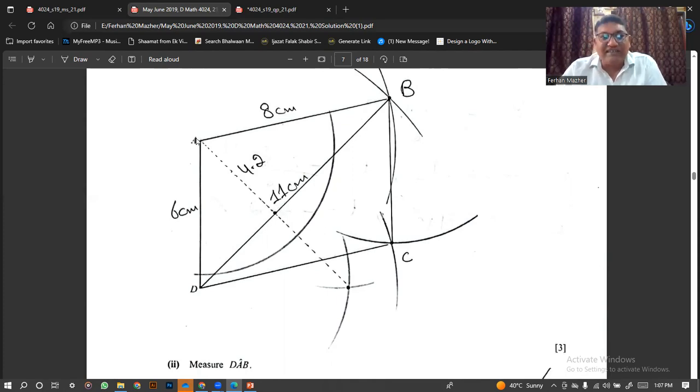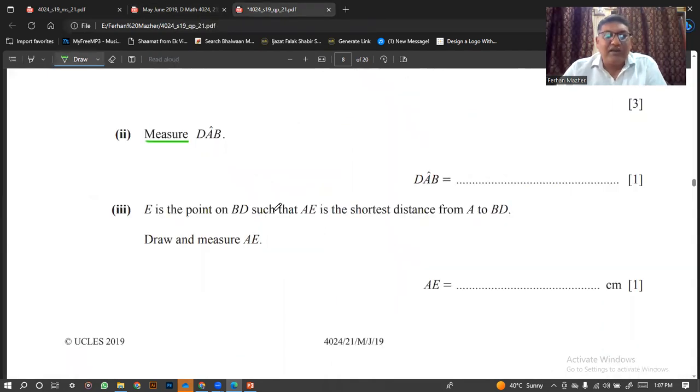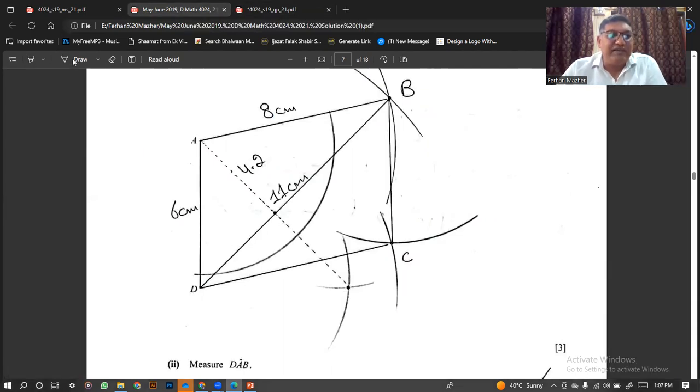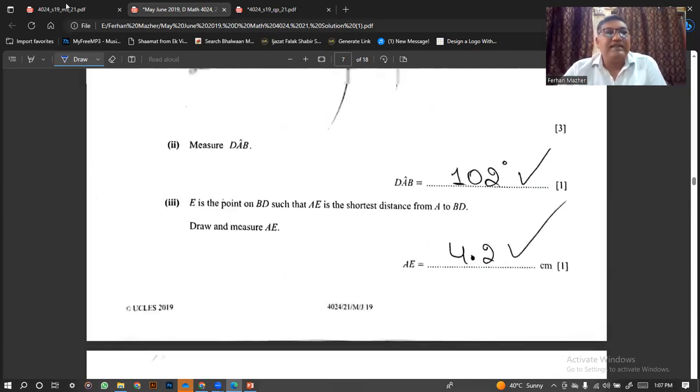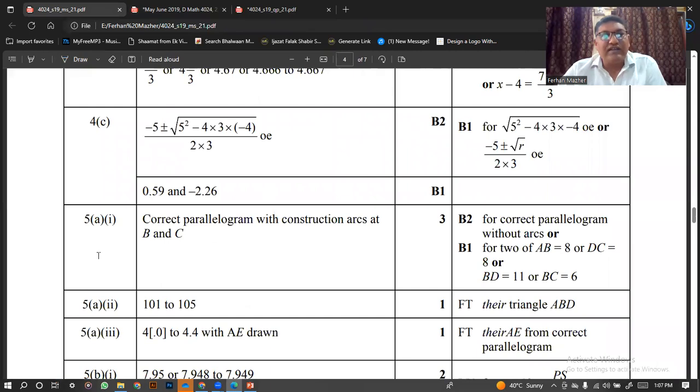So check how much is the distance from A to this line. The question was to draw and measure the AE. So this point is E. And so you will measure this AE. I have measured it with the help of the scale, and it is 4.2 centimeter. It is 4.2 centimeter.